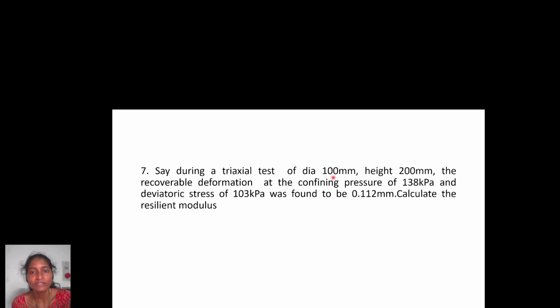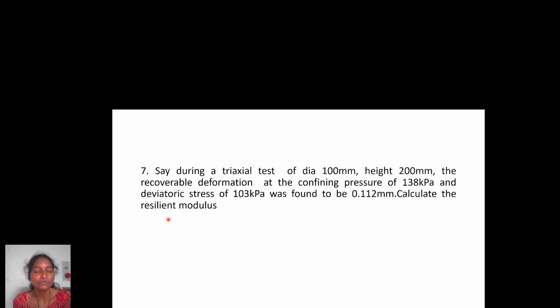During a triaxial test, the diameter of the specimen is 100 millimeters, and the height of the specimen is 200 millimeters. The recoverable deformation at a confining pressure of 138 kilopascals and a deviating stress of 103 kilopascals was found to be 0.112 mm. Calculate the resilient modulus.